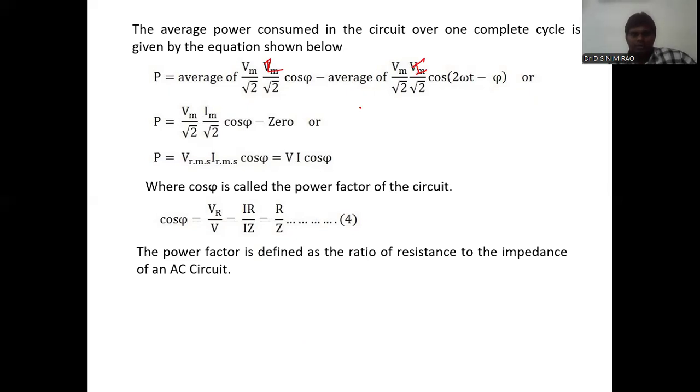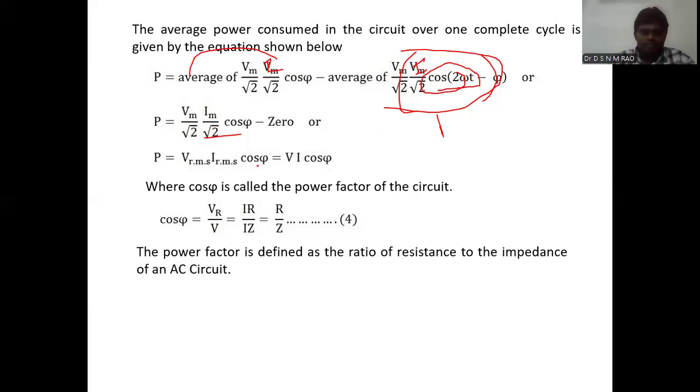By integrating any sine or cos function over a complete cycle, as we have seen in pure inductor and pure capacitor excited by AC supply, it will go to zero only. So the remaining term is Vm by root 2 Im by root 2 into cos phi. Vm by root 2 is nothing but Vrms, and Im by root 2 is the RMS value of current. So Vrms into Irms into cos phi.